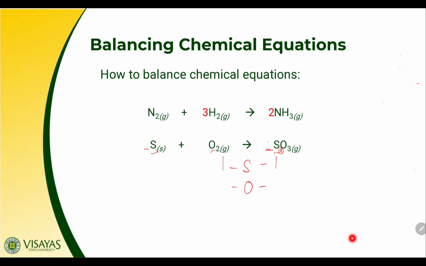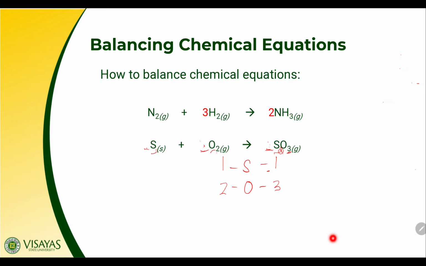So we move to the oxygen atom. On the reactant side, this is 1 here. 1 times 2, we have 2. On the right side of the equation, we have 1 times 3 in here. So there are 3 oxygen atoms on the product side. So therefore, the number of oxygen atoms in the equation is not balanced. So what do we do to balance the number of oxygen atoms in the equation? We use the least common multiple. So that's 6 for 2 and 3.